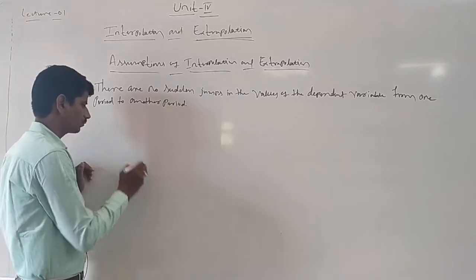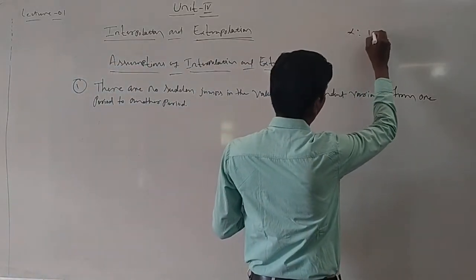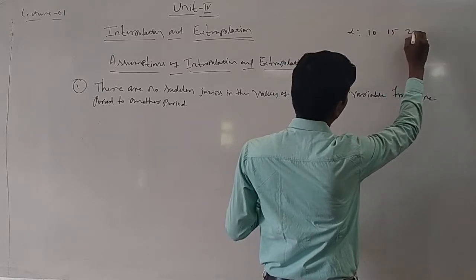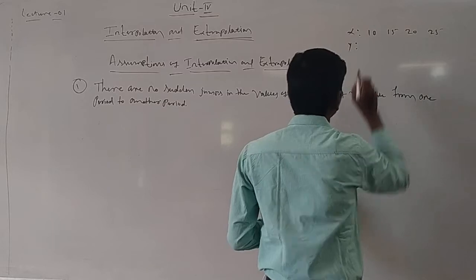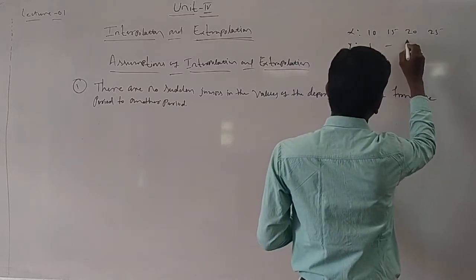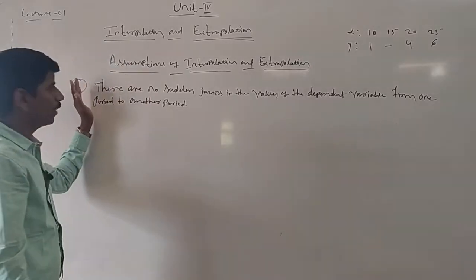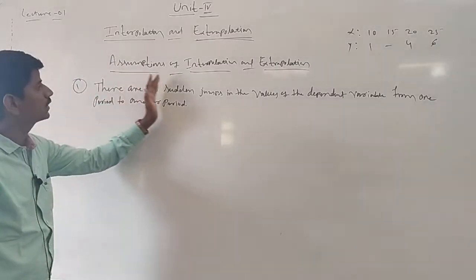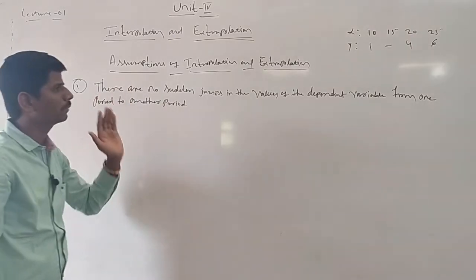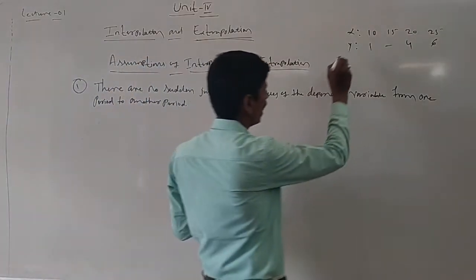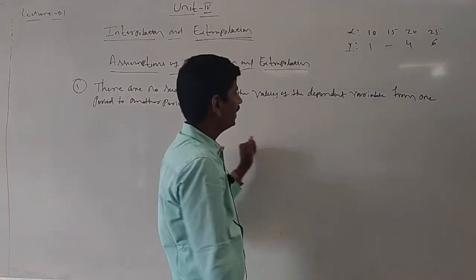See here, x takes the values 10, 15, 20, 25, with respect to y values 1, dash, 4, 6. What is the first assumption? There are no sudden jumps in the values of the dependent variable from one period to another period. Here y is the dependent variable and x is the independent variable.